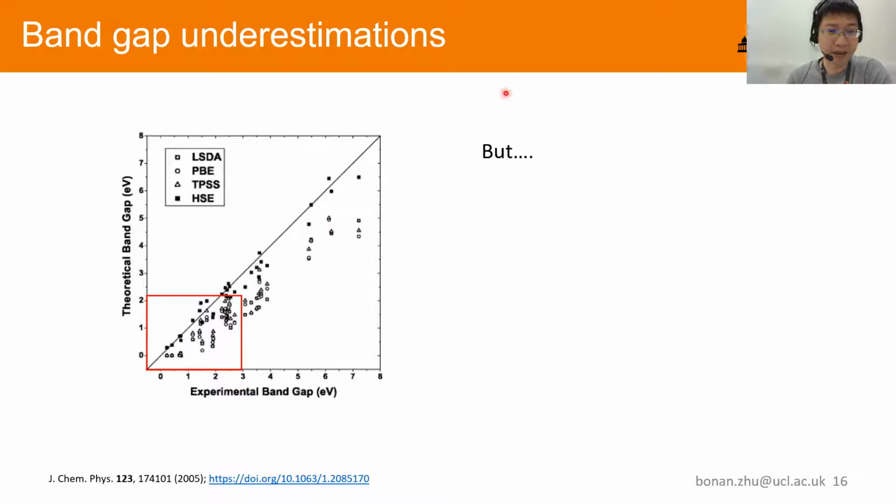The other area where standard DFT is usually known to fail is the band gap. Here the y-axis is the theoretical band gap and the x-axis is the experimental band gap. If things are going well, they should all lie on this diagonal line, but it turns out the standard DFT functionals, local density approximation and the PBE, all have a tendency to under-predict the band gap, which can be a big problem for studying semiconducting materials and also defects.